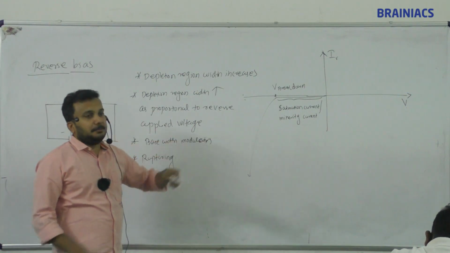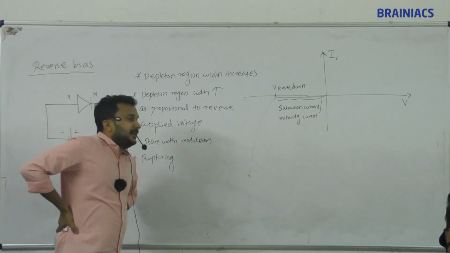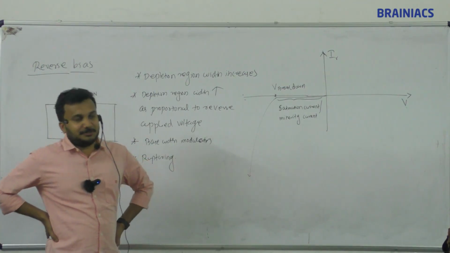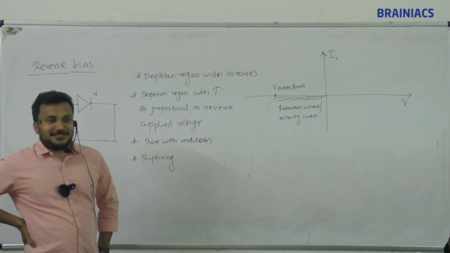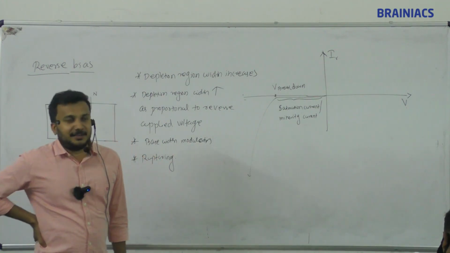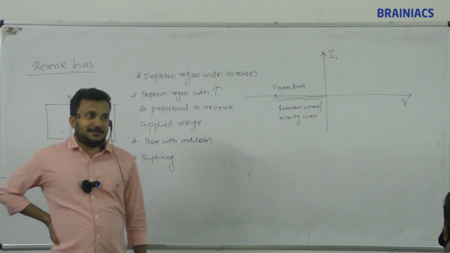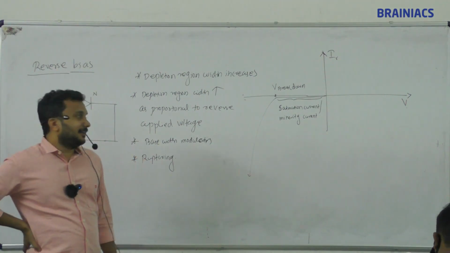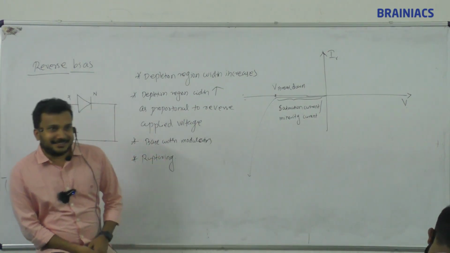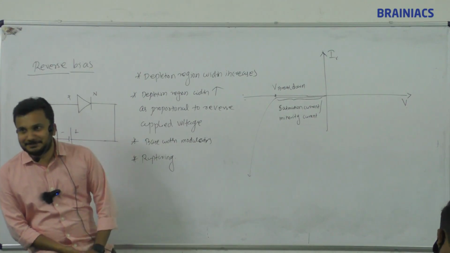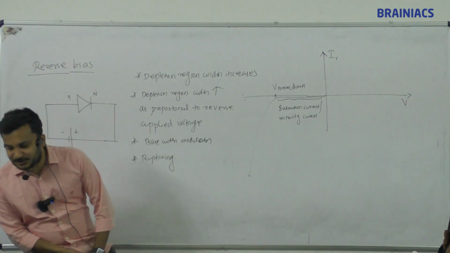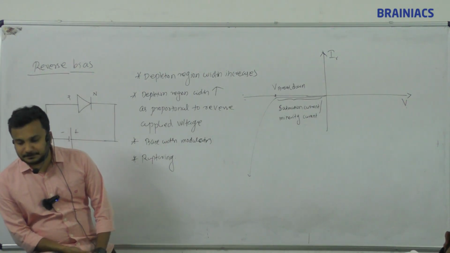So saturation current, minority current: two years back, in 2018, there was a question. Saturation current is due to dash minority carriers, majority and minority. They can create options like that. So saturation current is due to minority carriers only. Saturation current is also called minority current.